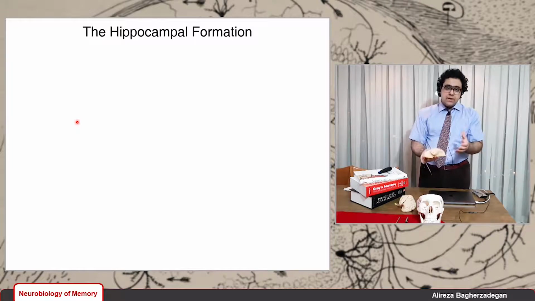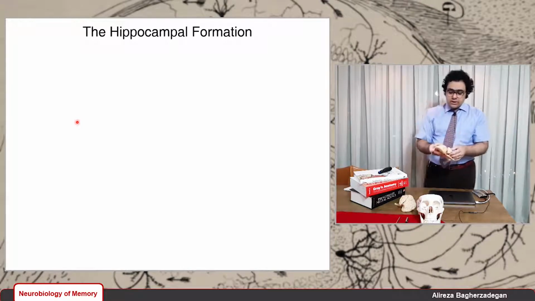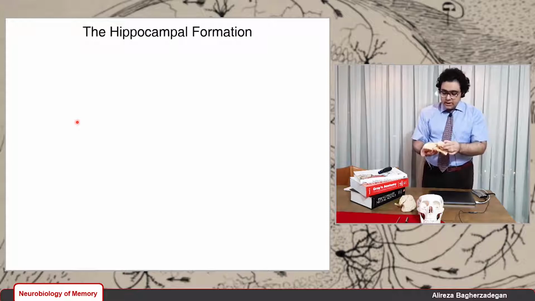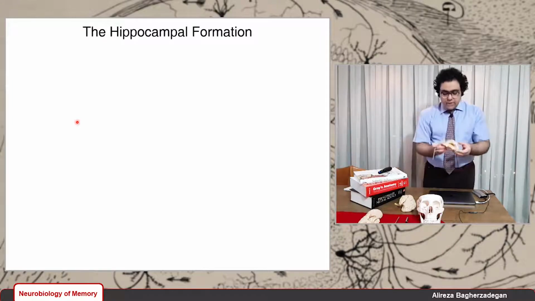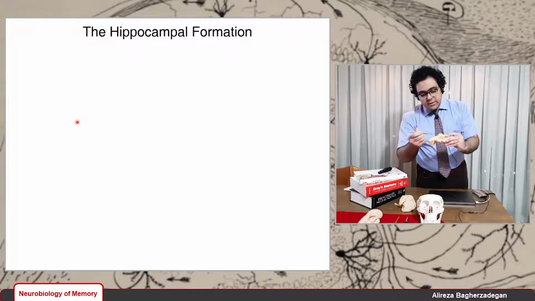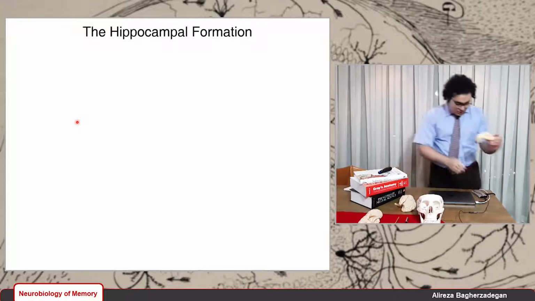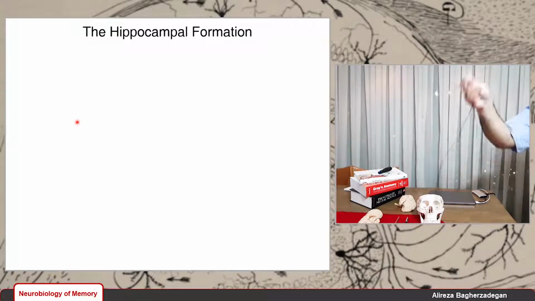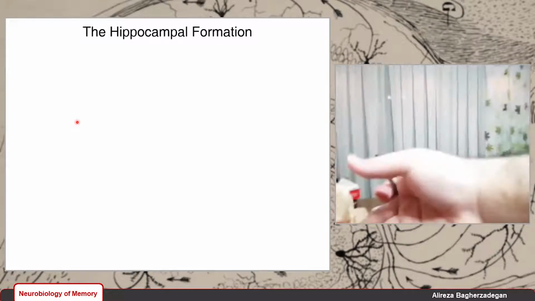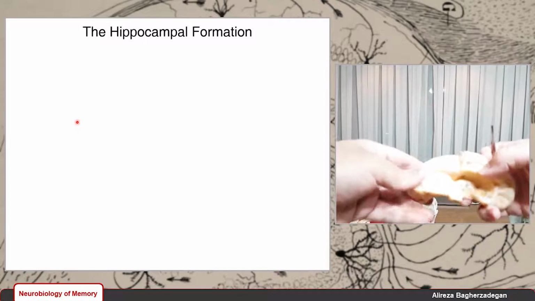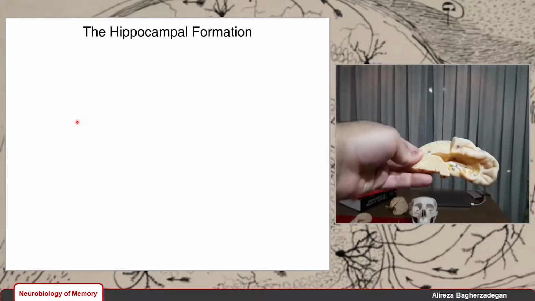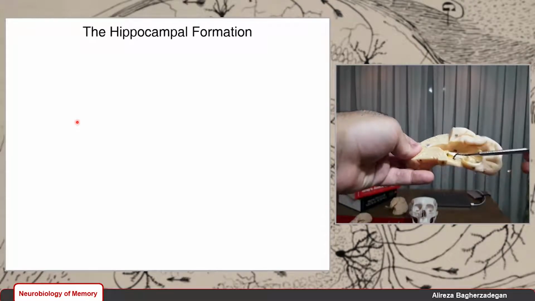And I told you that the hippocampus is located in the temporal lobe. And let's take a deeper look at the temporal lobe. This is the temporal lobe. And you can see a part of the fornix here. Let me just show it in front of the camera. Here you can see that better.